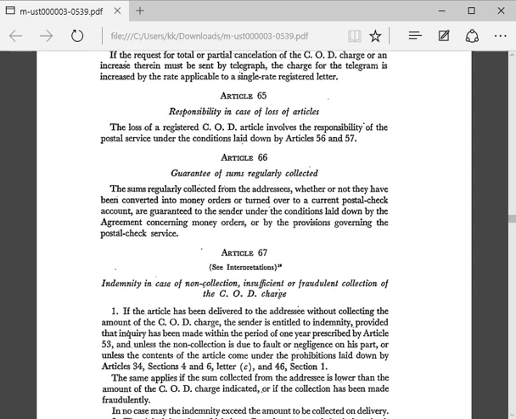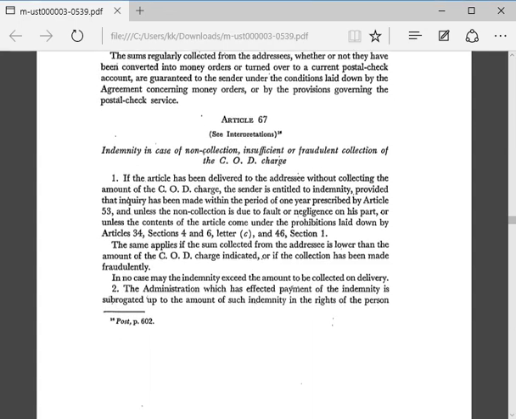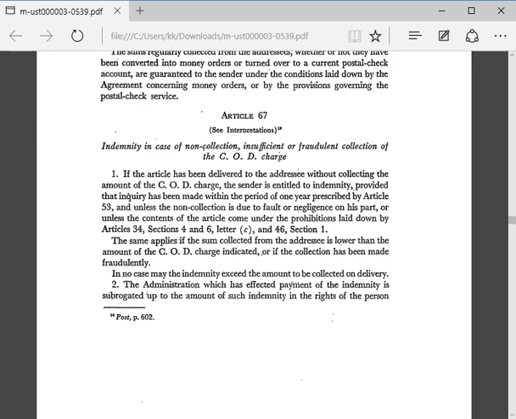Article 67. Indemnity in case of non-collection, insufficient or fraudulent collection of the COD charge. If an article has been delivered to the addressee without collecting the amount of the COD charge, the sender is entitled to indemnity, provided that the inquiry has been made within the period of 1 year prescribed by Article 53, and unless the non-collection is due to default or negligence on his part, or unless the contents of the article come under the prohibitions laid down by Article 34, Sections 4 and 6, and Article 46, Section 1. The same applies if the sum collected from the addressee is lower than the amount of the COD charge indicated, or if the collection has been made fraudulently. In no case may the indemnity exceed the amount to be collected on delivery.